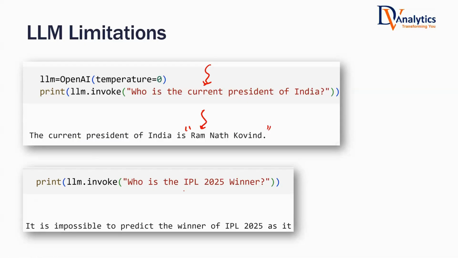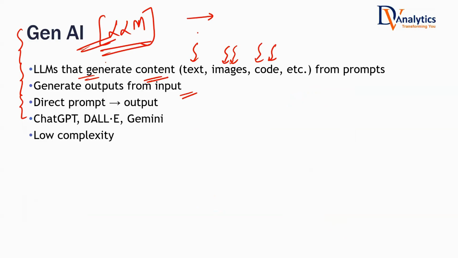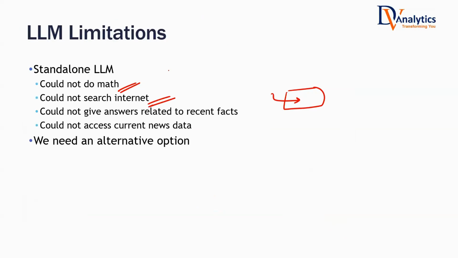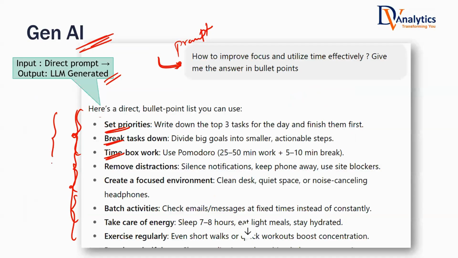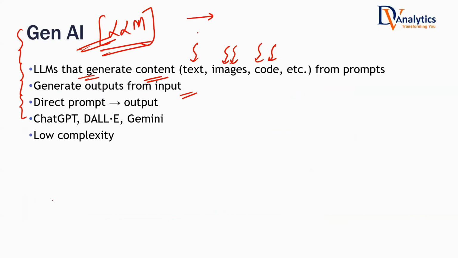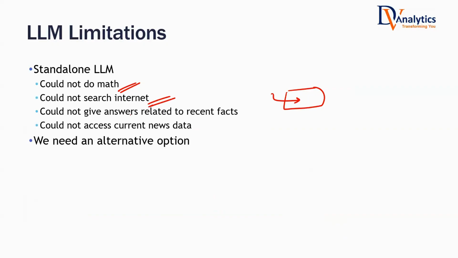If I ask the large language model who is the IPL winner of 2025, a lot of you must be knowing that RCB is the winner of IPL 2025. It is saying it is impossible to predict the winner of IPL 2025 because it was trained until maybe 2022 or 2023 data, and it is trying to tell us, how can I predict an event two years ahead, since it doesn't have internet search capability. Now, if you just take a large language model in Gen AI, it can generate the output. If you ask it to generate a poem, it will do that. But if it has to access the internet, it cannot do it.